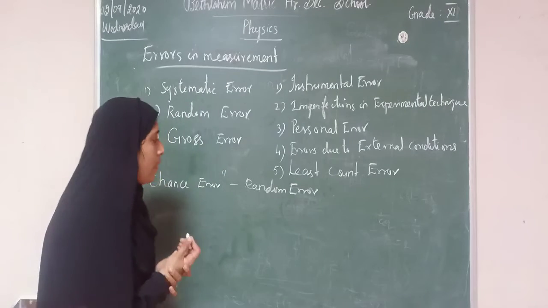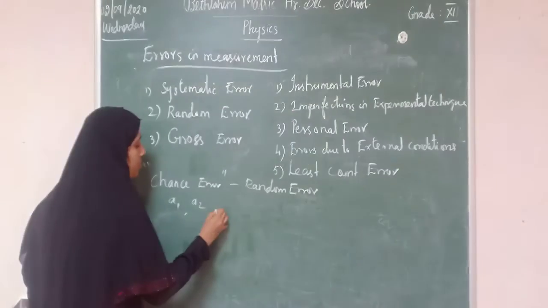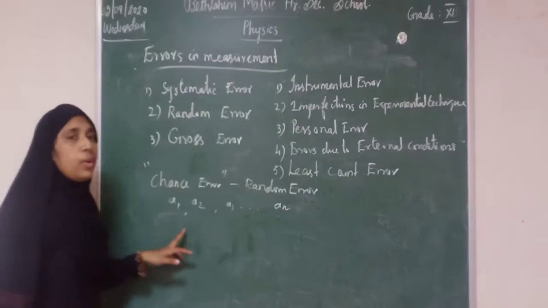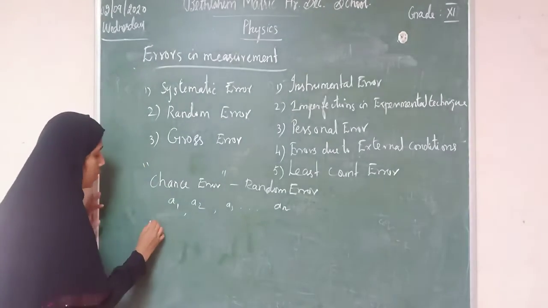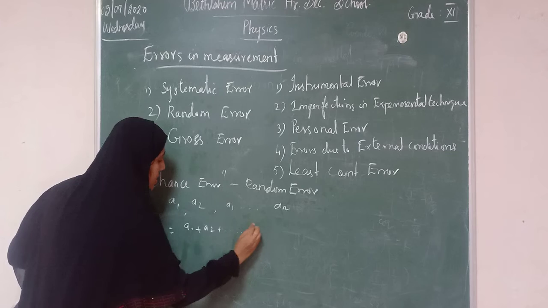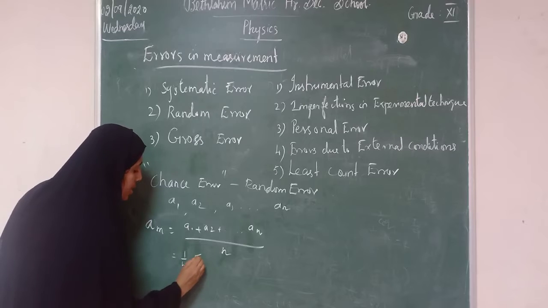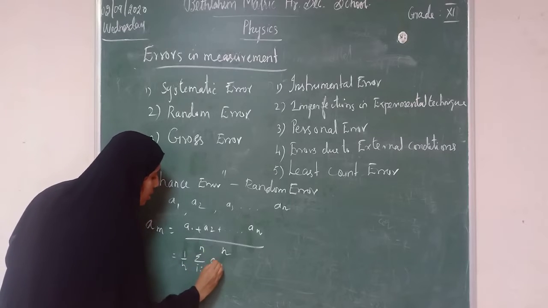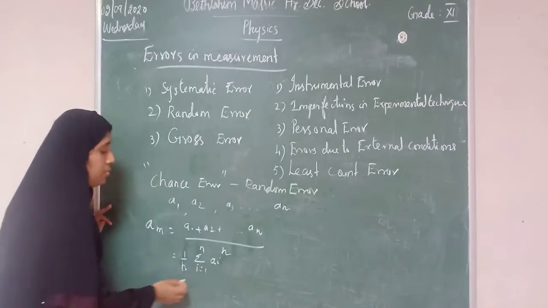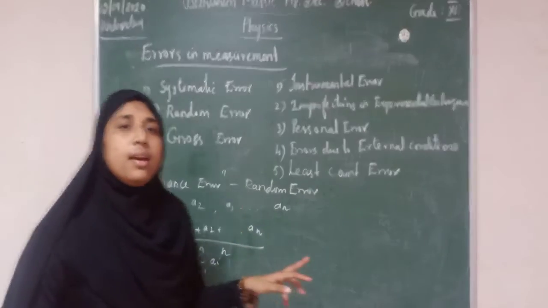Let us consider the values. Suppose the first trial measurement is A1, the second measurement is A2, A3, etc. The nth measurement is An. How can we take the arithmetic mean of this? The mean A is equal to A1 plus A2 plus etc. plus An, divided by n. This can be written as 1 by n into sigma i equal to 1 to n Ai. Sigma means summation, summation i equal to 1 to n Ai. That means by taking the arithmetic mean of all the trials, we can avoid the random error.